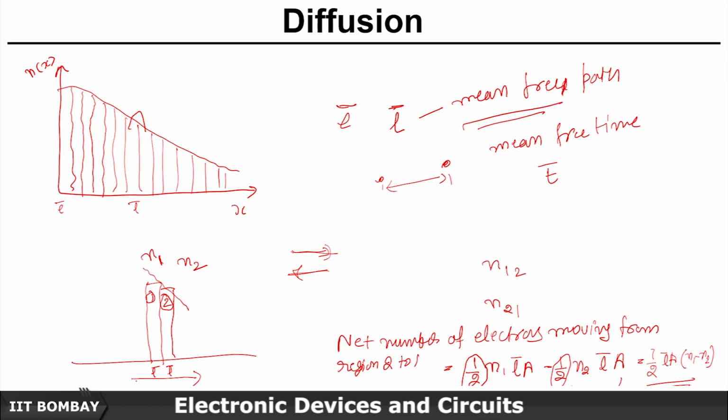Since a concentration gradient is there, N1 and N2 are involved. If they were equal, the net flow would be 0. So, the net number of electrons moving from region 1 to 2 (I made a mistake here) is half N1 L bar A minus half N2 L bar A, which becomes half L bar A times (N1 minus N2). This is the net flow, and obviously it exists because there is a difference between N1 and N2.